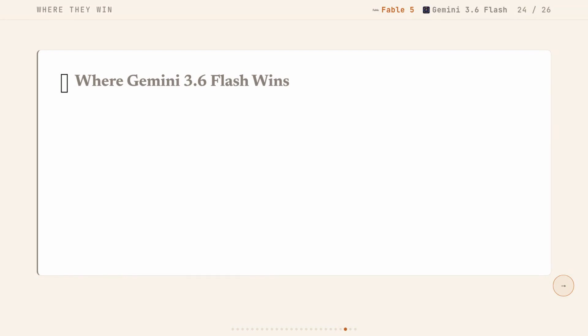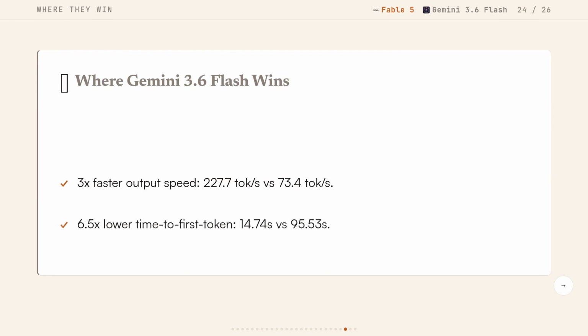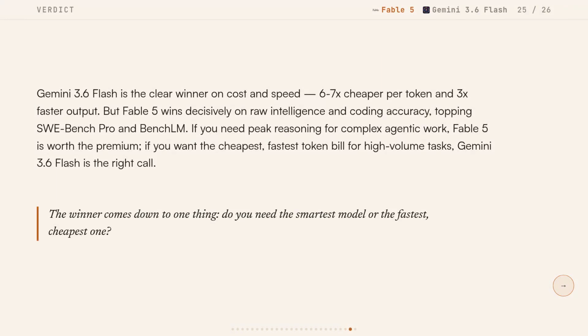Gemini 3.6 Flash wins on everything cost and speed related. It's 6.7 times cheaper per token, outputs at 227.7 tokens per second, which is 3 times faster than Fable 5, and its time to first token is 14.74 seconds versus Fable 5's 95.53. Cached input is also 85% cheaper at 15 cents per million tokens. So the series ended 2-2 with one tie, which is pretty much the most honest result you can get. If you need peak reasoning and coding accuracy for complex agentic work, Fable 5 is worth every penny of that $50 per million output tokens. If you need the cheapest, fastest token bill for high volume tasks, Gemini 3.6 Flash at 6.7 times cheaper is the right call. 6.7 times cheaper, that number decides it.